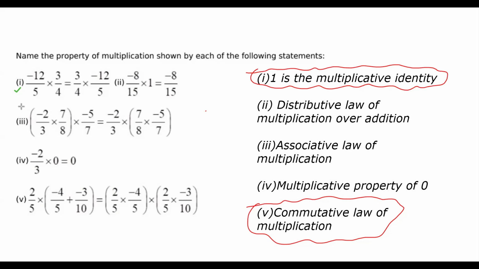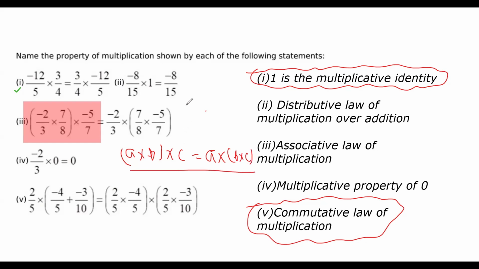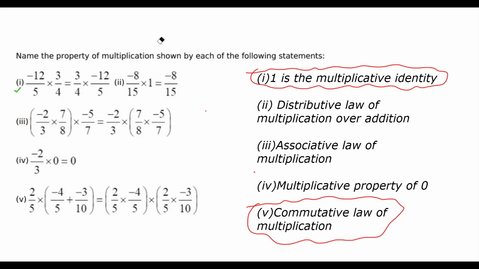Now looking into the next part. If I rewrite this, let's say A multiplied by B multiplied by C, I can see that here A is outside the bracket and B and C are within the bracket. So clearly this is the associative property. And this is the associative property for what? Multiplication. Right. So we'll say that this is the associative property of multiplication. This one is the correct answer for this.